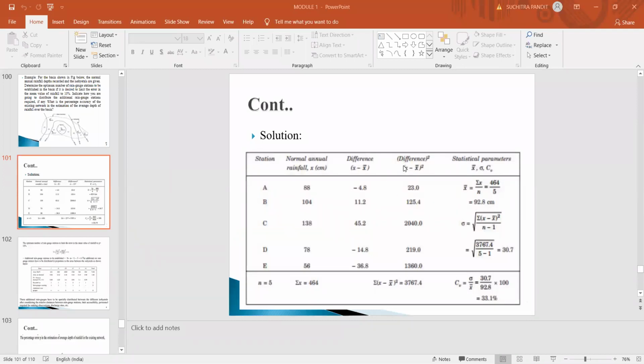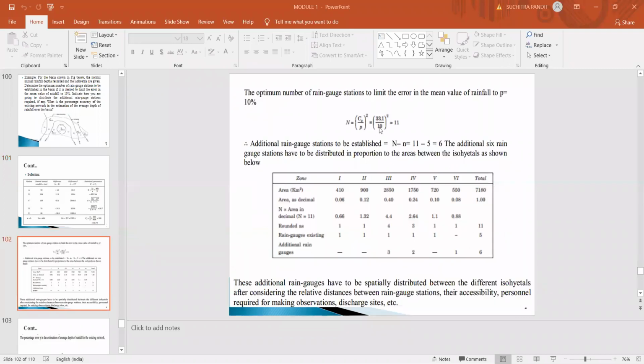Then you can find the difference X minus X bar whole square, and then you can calculate the standard deviation by using this formula. Finally you get the coefficient of variation, that is the standard deviation divided by the X bar value. It works out to be 33.1%. The desired degree of percentage of error is limited to 10%, so the optimum number of rain gauges required in the given area is around 11.